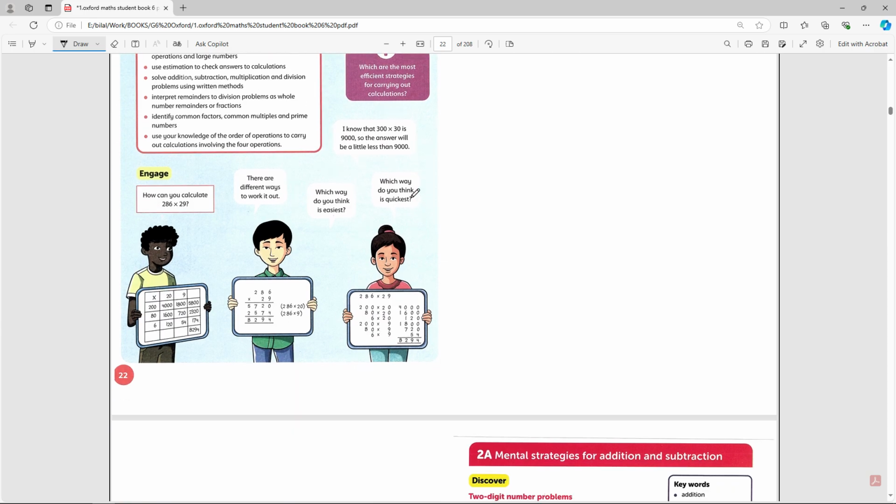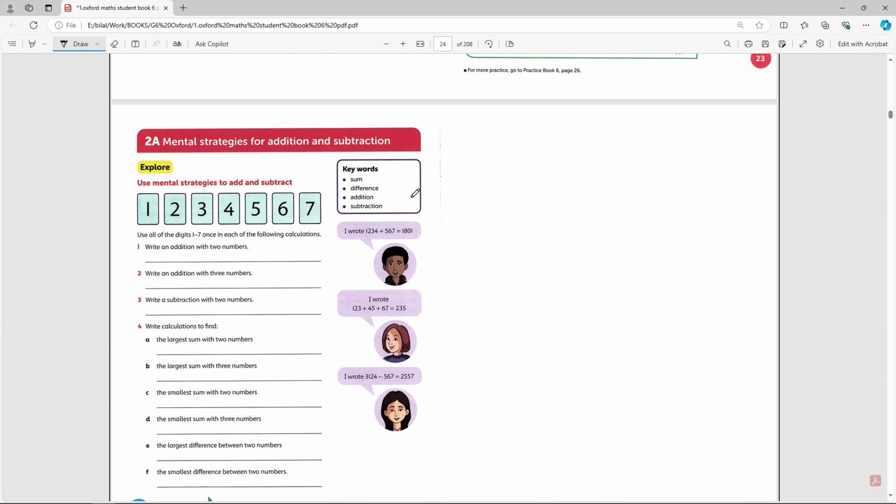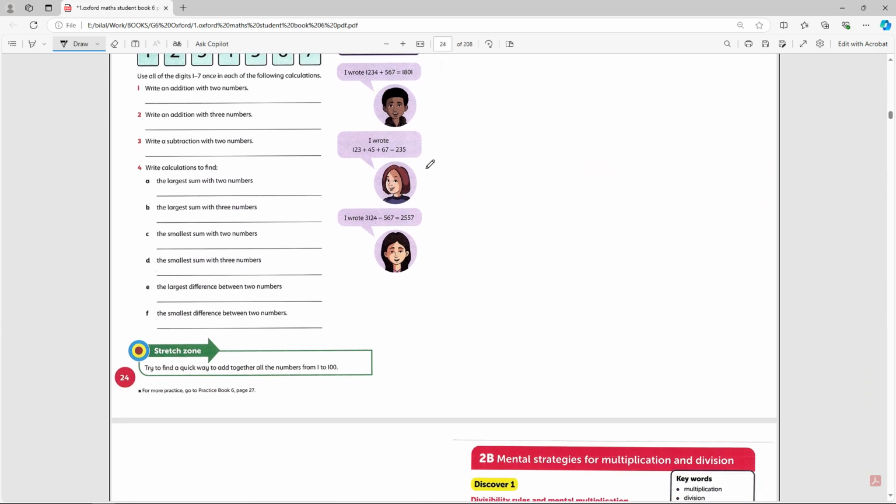Alright, the rest you know. 2a, I'm not going to do it. It's not going to fall into the quiz. However, you can go back to the lesson.